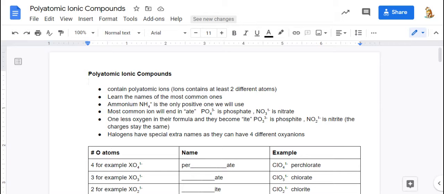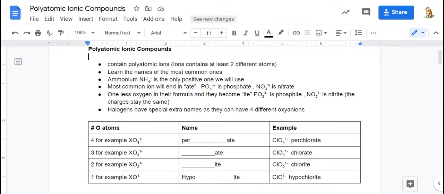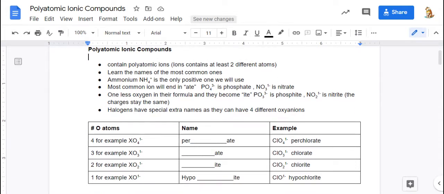Halogens have a special set of names because they can have 4 different oxyanions. An oxyanion is a negative ion where there's an element bonded to oxygen. So the examples phosphate, nitrate, phosphite, nitrite, these are all oxyanions. They're negatively charged ions, and to make them polyatomic, they have oxygen in their compounds.